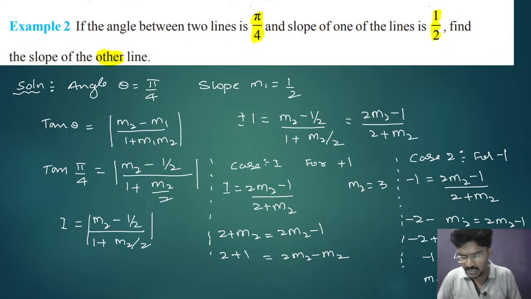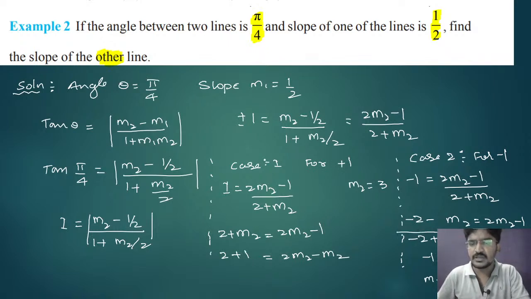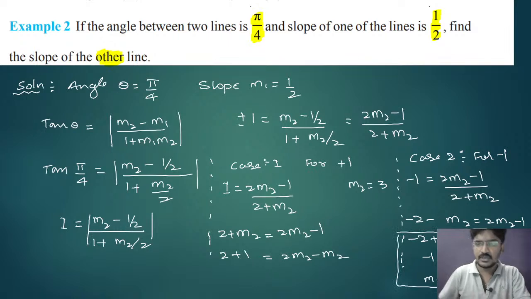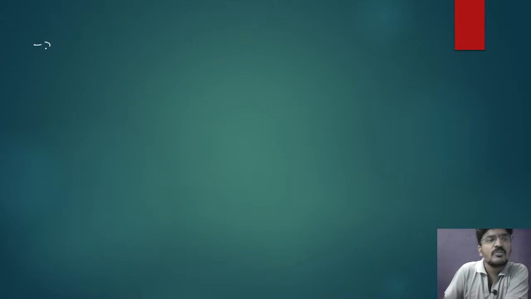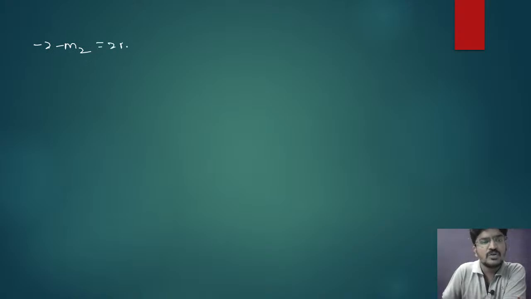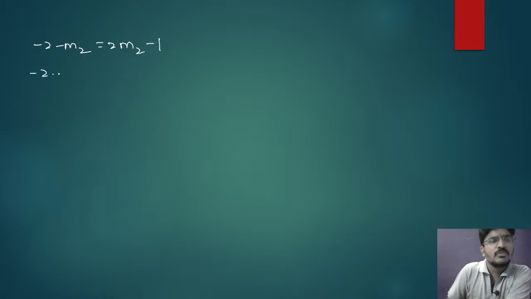Okay, sorry there. I think you are getting disturbance with this part. So sorry for that. I will write it on the next page. You can just see minus 2 minus m2 equals 2m2 minus 1. So this will be minus 2 plus 1, 2m2 plus m2, that will be minus 1 equals 3m2. So m2 will be minus 1 by 3.